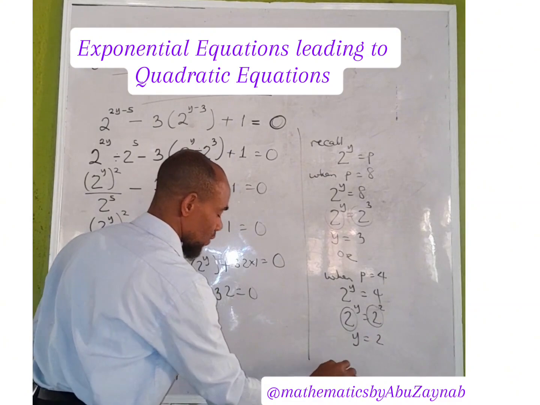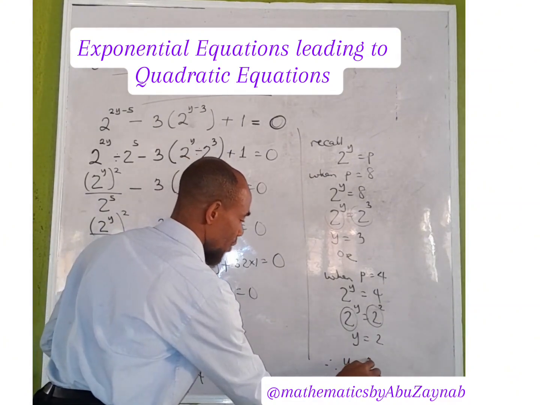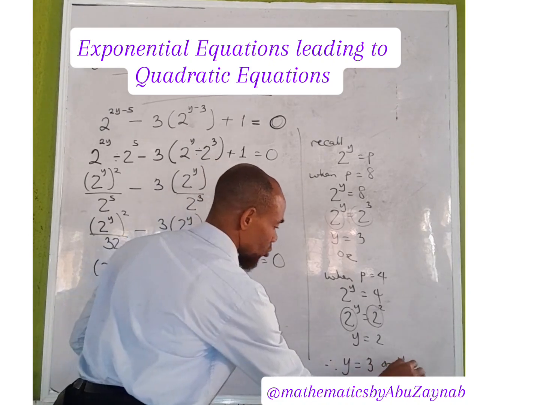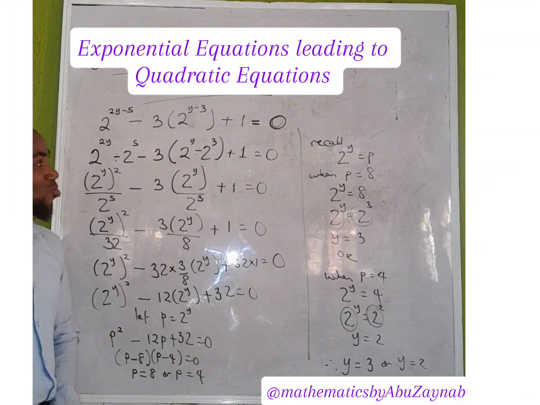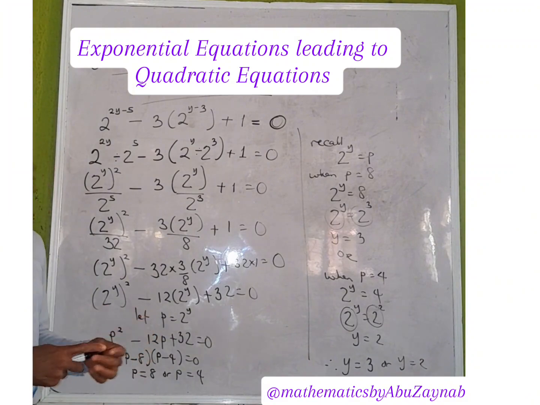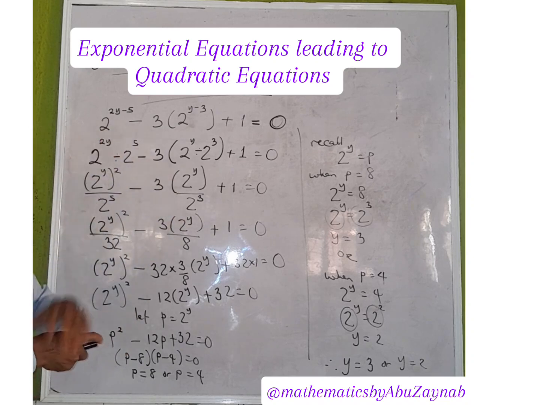We can then conclude that y is either 3 or 2 for this equation to be correct. And that is the solution to the indicial equation leading to quadratic form. y equals 3 or 2 for this particular question.